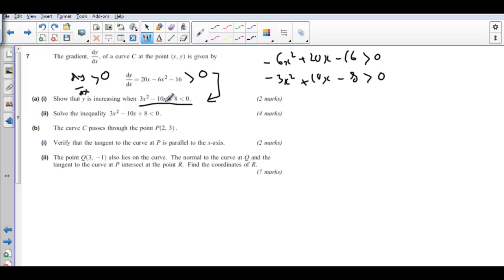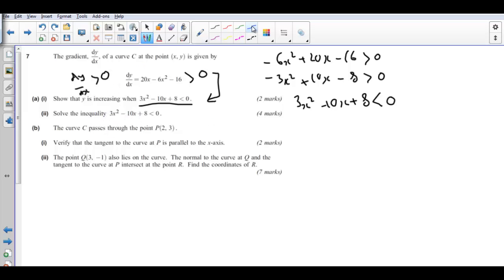But we've got less than 0. Everything's been multiplied by minus 1, so 3x squared take away 10x plus 8. What do you do to the symbol when you multiply or divide by minus 1? You've got to flip it. That gets us to the line that we need.